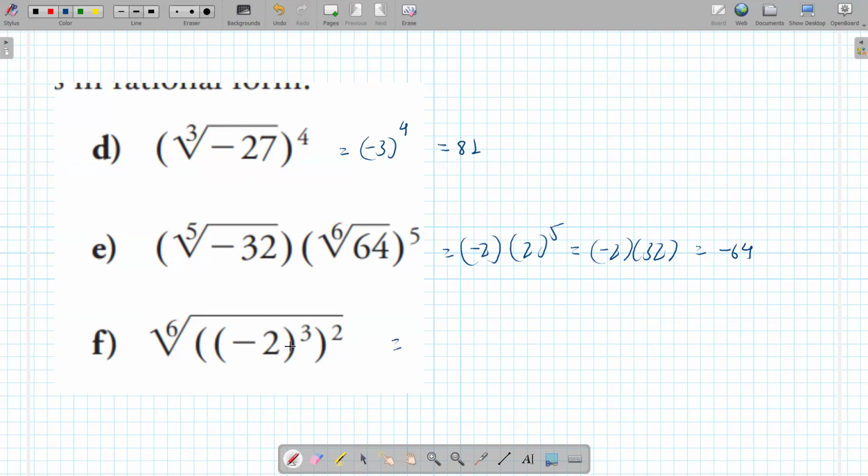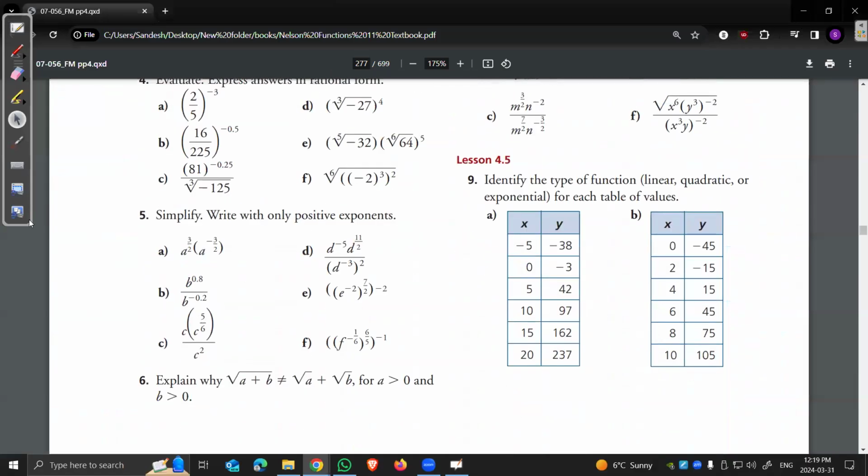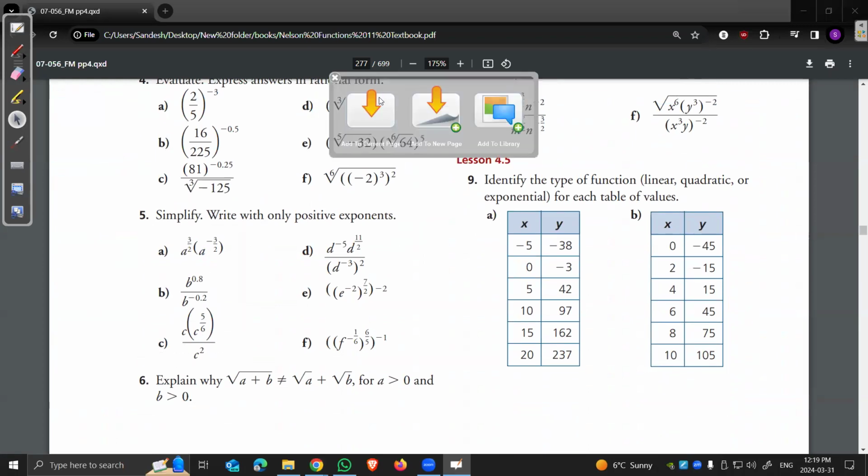This one, on the inside, becomes negative 2 to the 6. What's the sixth root of negative 2 to the 6? Negative 2. The roots cancel each other out, and you're done. So that's the answer. Again, most of them are just 1 or 2 steps. You just have to know whether to add them or subtract them. Right? That's pretty much it.